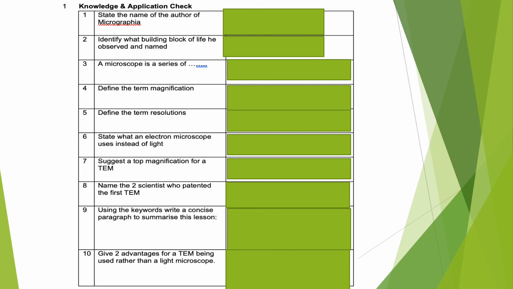Right. So, state the name of the author of Micrographia. So this is, who was the scientist that wrote this book? And that was Robert Hooke, right? Number 2, identify what building block of life he observed and named. And that was obviously what we've been talking about, the cell.